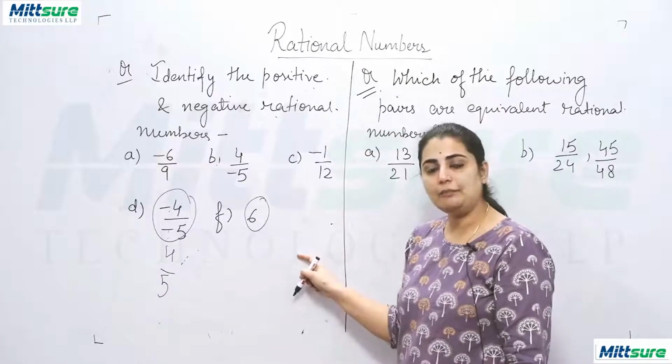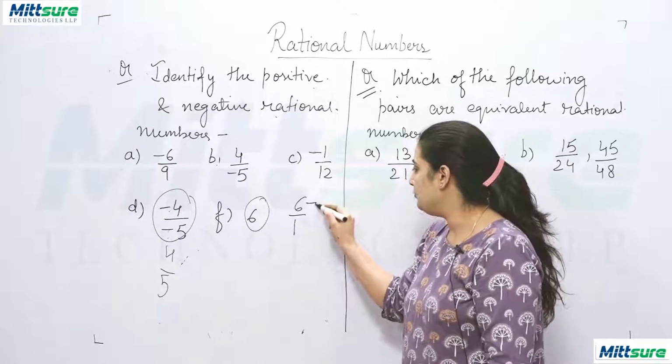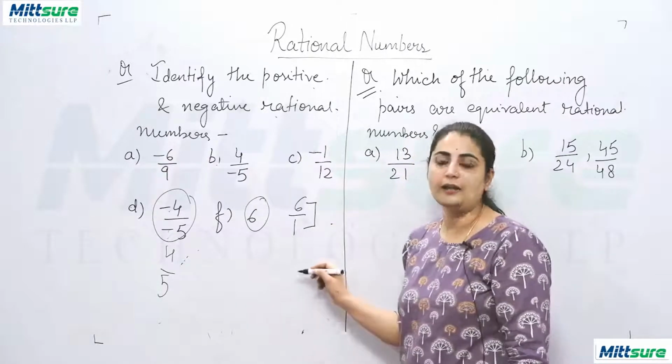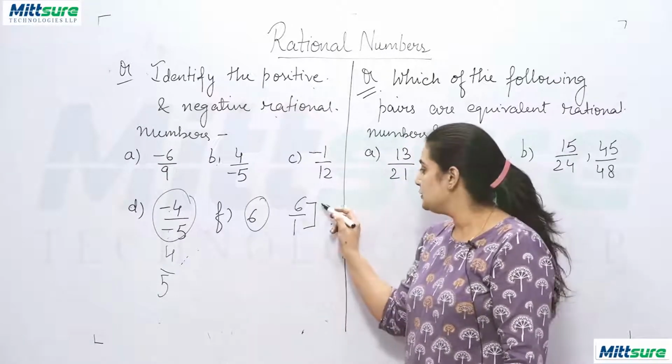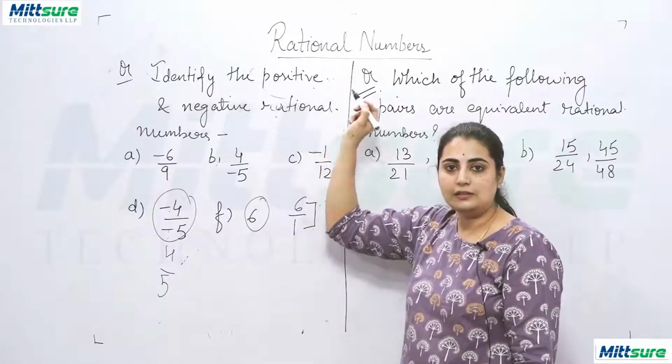But is it a single number 6? No. This is 6 upon 1. And both these numbers are rational numbers. So 6 upon 1 is again a positive rational number.